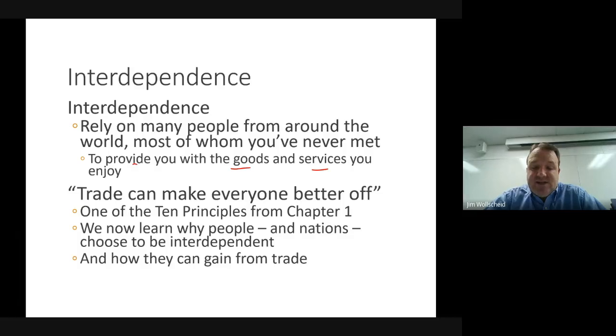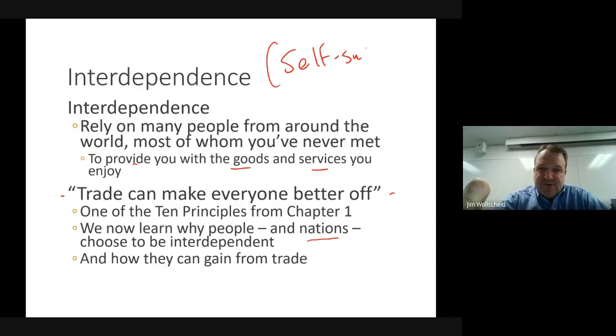And because they do this, it allows us to come through with this statement that trade can make everyone better off. And we're going to talk about why people, and more specifically nations, choose to be interdependent. I don't have to be interdependent. I can attempt to be self-sufficient. And what does it mean by self-sufficient? Is I don't rely on anyone.